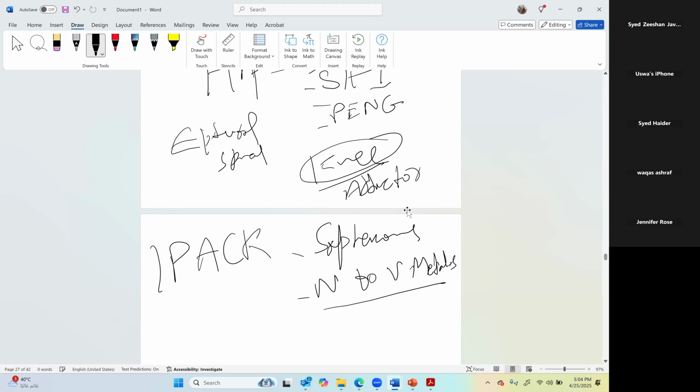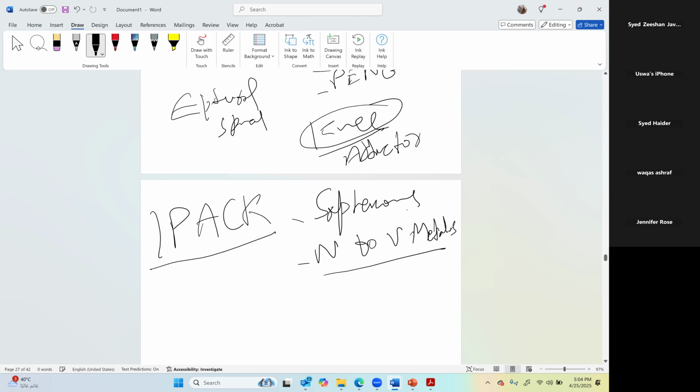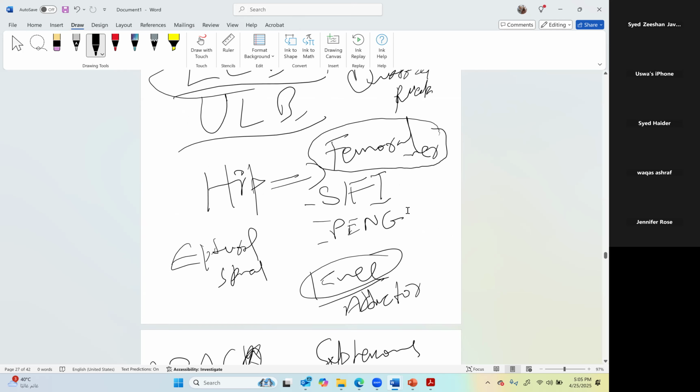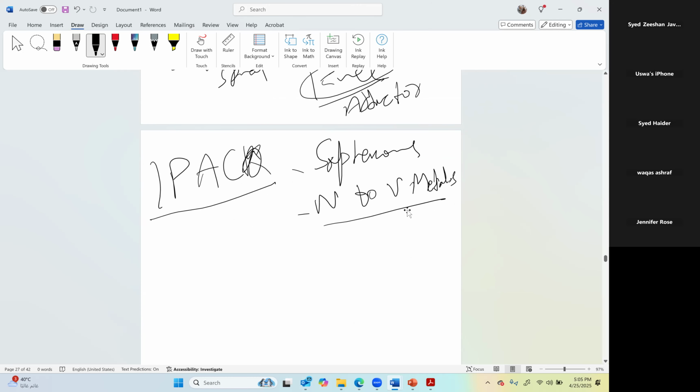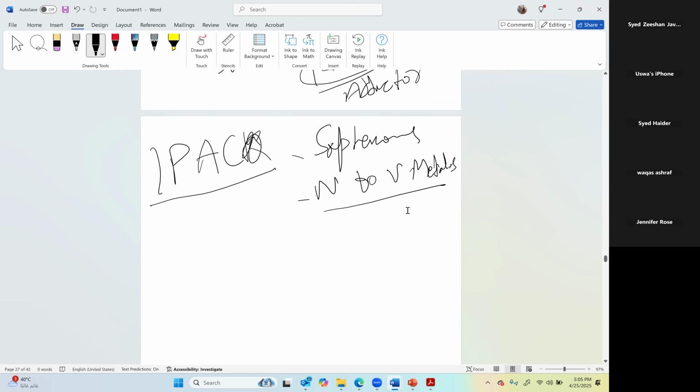Please do read a few words about this IPACK block. I think it is infiltration, I forgot. I just need to recall, but do read about this IPACK block. And for the knee, if you want to cover the whole knee, you need some branches from the sciatic nerve as well.